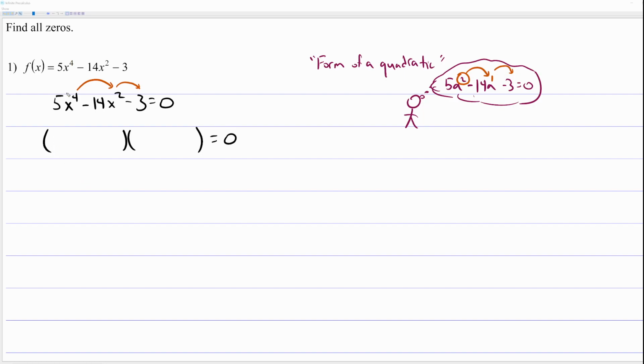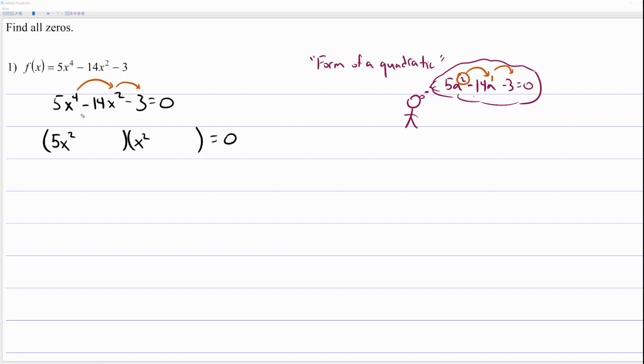Normally, let's say this was 5x squared, like we kind of see over here. We're thinking about it as if it was 5a squared. Well, you would want to write 5x times 1x. That would give you 5x squared. But we have a fourth power. There you go. 5x squared times 1x squared is 5x to the fourth.